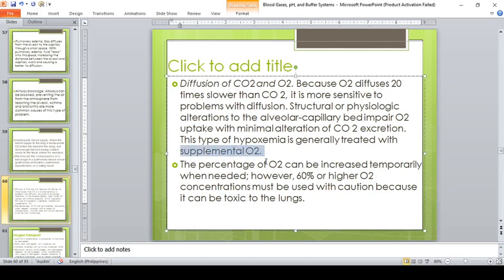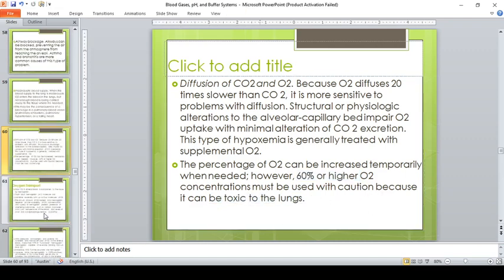But guys, take note that the percentage of oxygen must be increased temporarily when needed. Okay? However, 60% or higher oxygen concentration is already toxic, or must be used with caution because it can be toxic to the lungs.